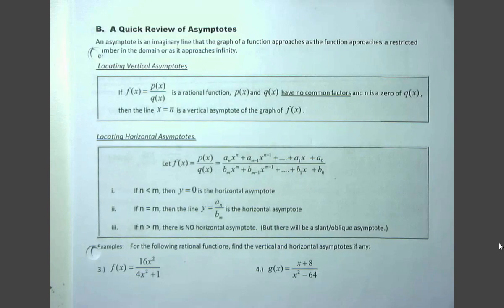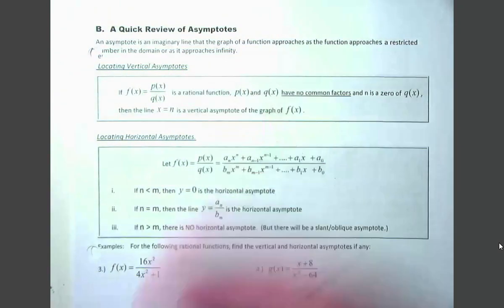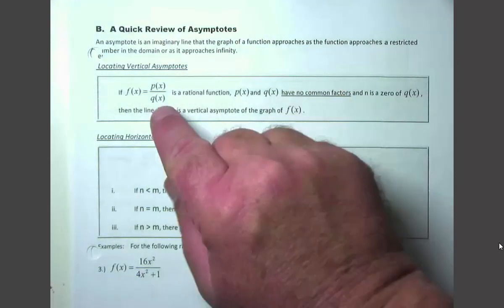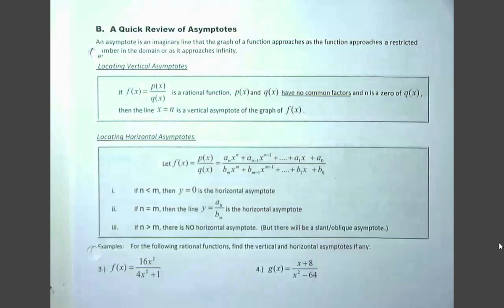You know what they make? They make holes in graphs. And there's a difference between a hole in the graph and a vertical asymptote. So any common factors cancel. That's the 0 over 0 mindset. That gives you holes in the graph. But when the denominator does not have a common factor and you set that equal to 0, that will always make a vertical asymptote. That's what this theorem has done.